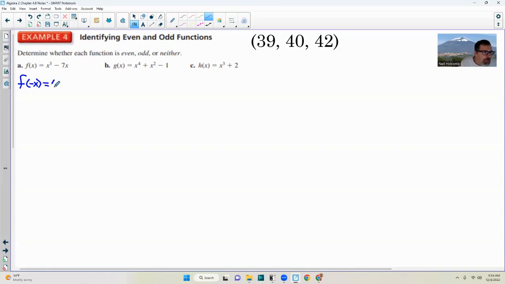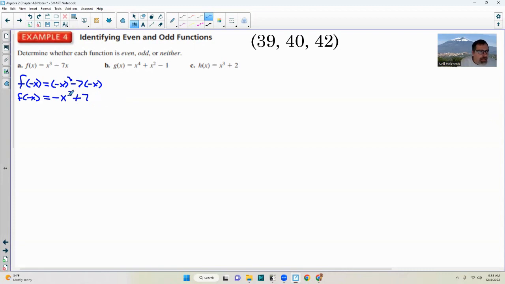And that's going to equal, in every place you see an x, you put a negative x in place of it, and it's going to look like this. And then I say f of negative x, and then I simplify it. Well, negative x to the third power is still negative x cubed, and a negative 7 times a negative x is plus 7x.